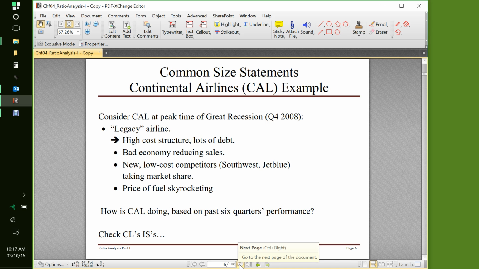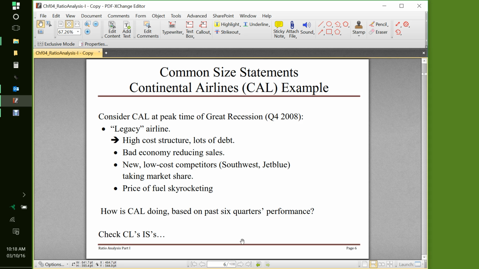Okay, we're going to use through this whole chapter a very interesting example that takes place at the time of the Great Recession. Specifically, we're going to look at most recent financial statements filed as of Q4 2008. And we're going to start by looking at Continental Airlines. Continental has since merged with United Airlines. It did make it through the Great Recession without going bankrupt, but it was a closely run thing.